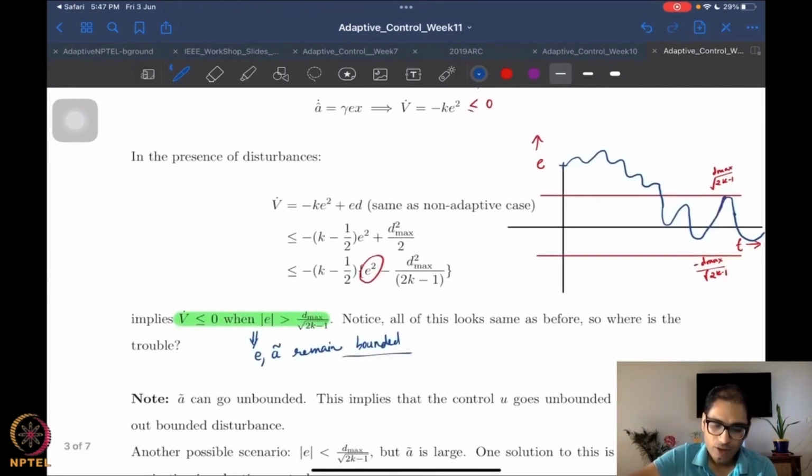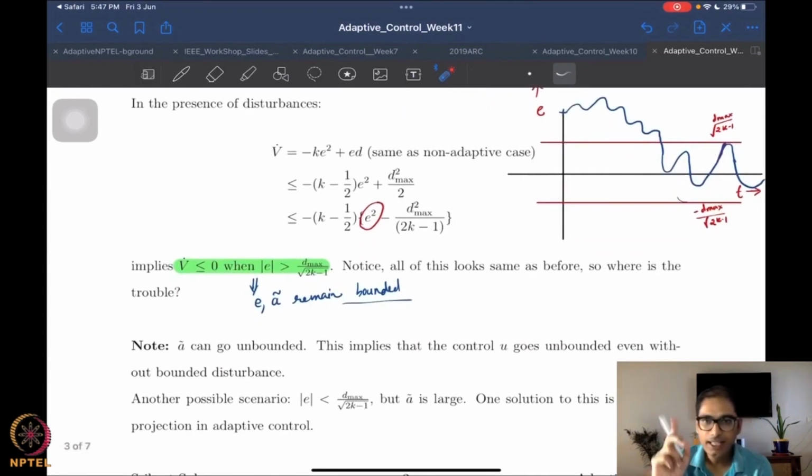Excellent. Now, once E gets inside this residual set is when problems begin. Because inside this residual set, you know that E will never escape this set. So it will always remain inside this set, as long as you apply the control, of course. If you stop applying the control, no guarantees. But if you continue to apply the control, E will remain inside this set.